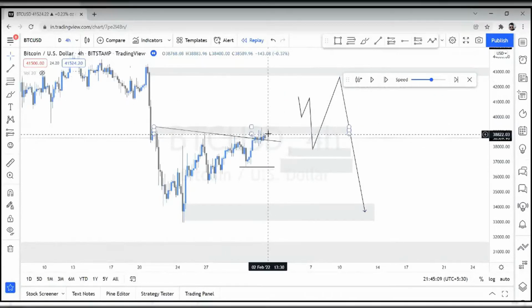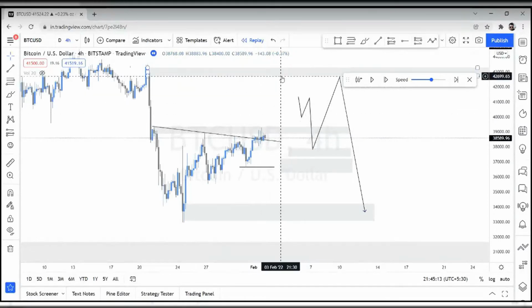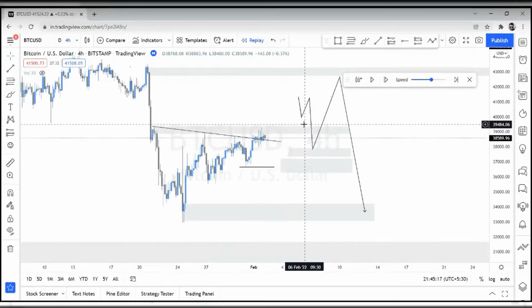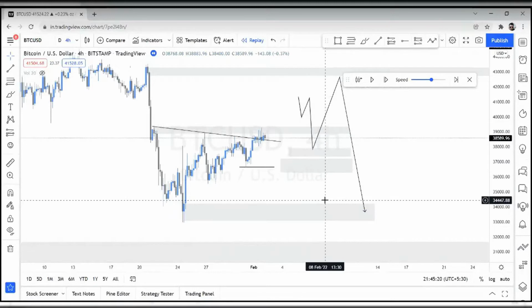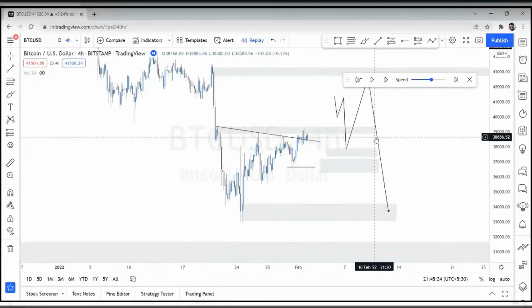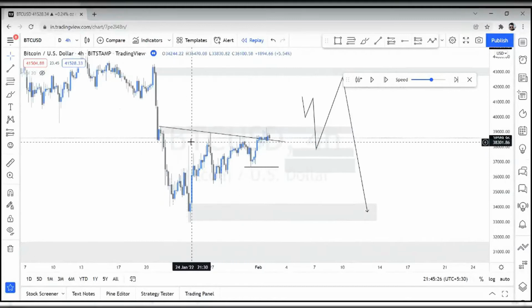If it breaks this zone, then we will be looking for a buy up to this zone, and then looking for a sell from here, maybe till here. That's our first partial, and then potentially here, and then maybe here. But that's not the point right now. The point is there is liquidity here right now.